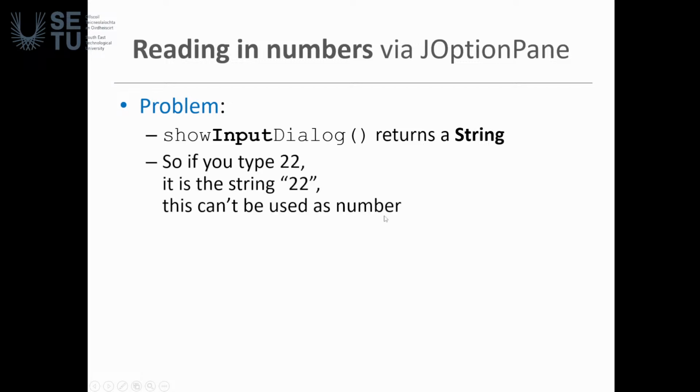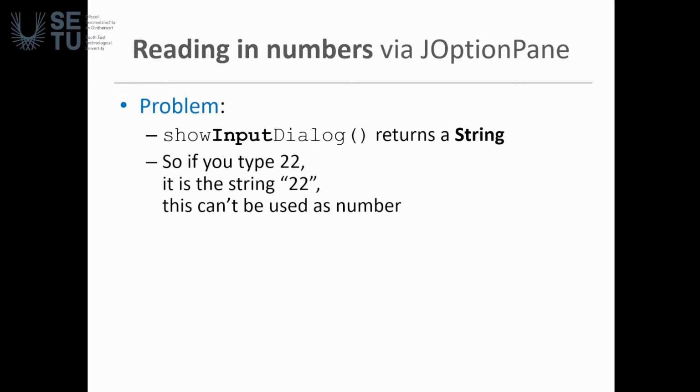In our next set of slides on arrays, we're going to read in numbers and store them in our arrays. So we're going to have a loop that reads in our numbers, which is brilliant, except for the slight problem that showInputDialog returns a string. It doesn't care what you put in, it just says that's a string. So if you type in 22, it stores it as a string 22, and it can't be used as a number unless we do something special with it.